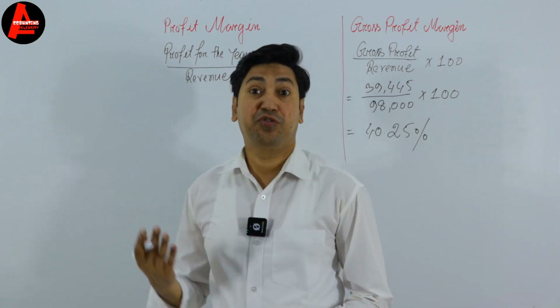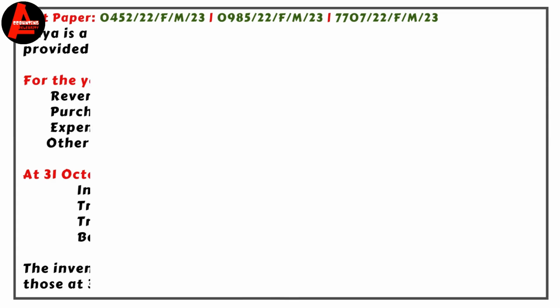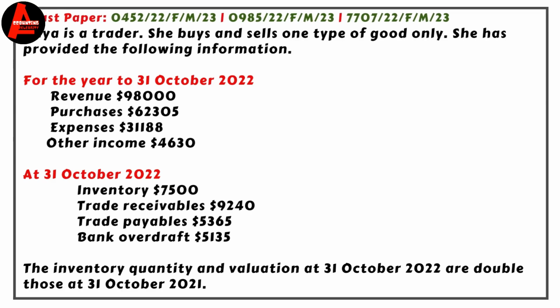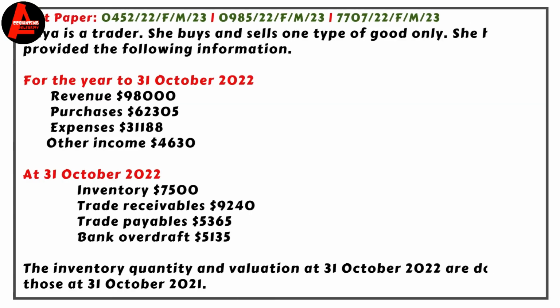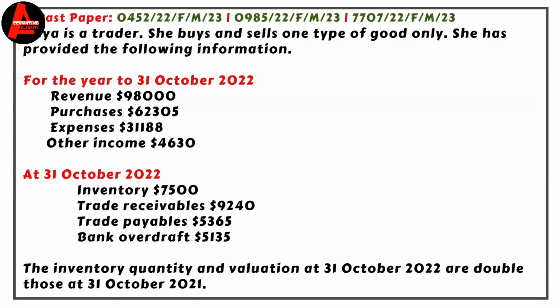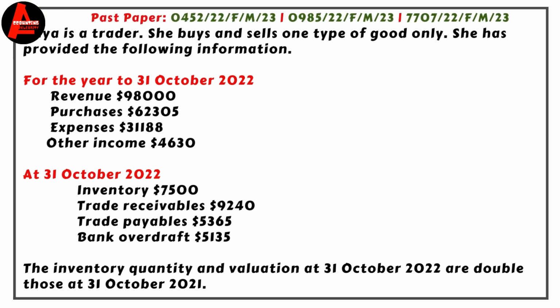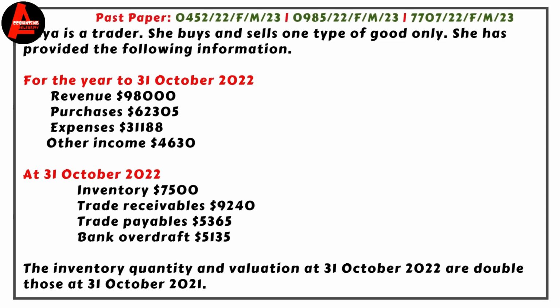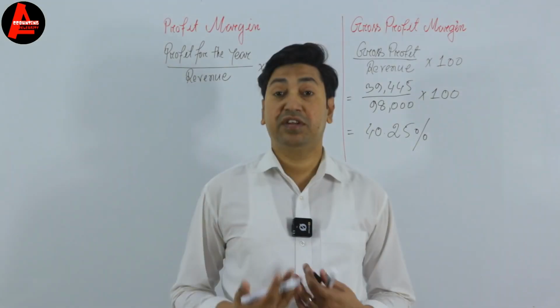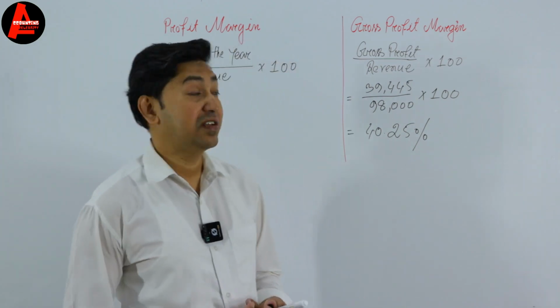paper. So before we solve this here, let us have a look at the question. Adia is a trader. She buys and sells one type of goods only. She has provided the following information. You see here for the year to 31st October 2022, revenue, purchases, expenses and incomes. So here we have also at 31st October 2022, inventory, trade receivables, trade payables and bank overdraft. Okay, these are the information. From this information now we will calculate this margin.